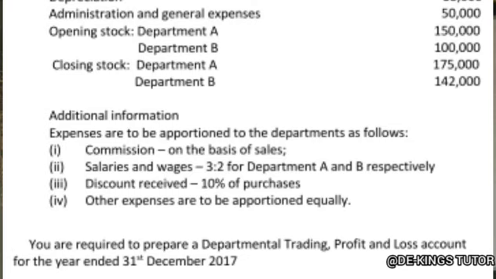And also we have additional information. Expenses are to be apportioned to the departments as follows. Look at the additional information. Commission on the basis of sales. Salaries and wages 3:2 for Department A and B. Third one, discount received to 10% of purchases, and other expenses are to be apportioned equally.